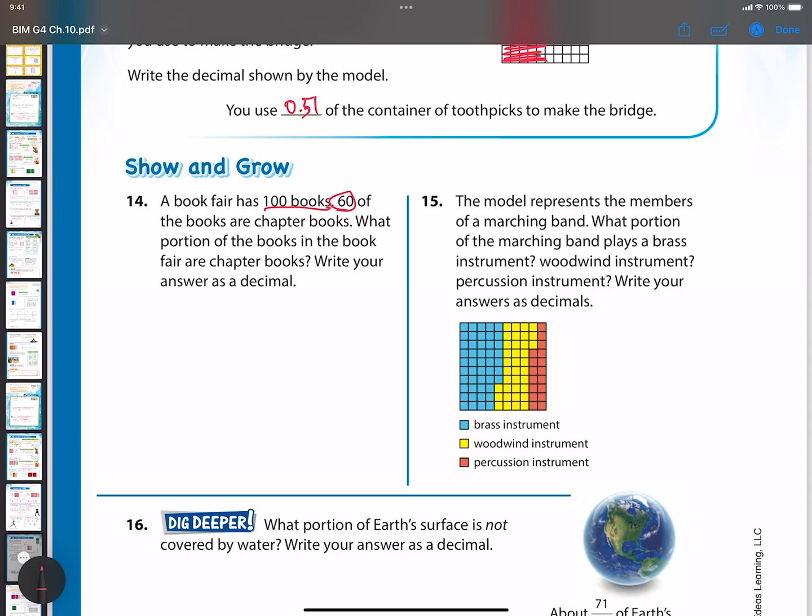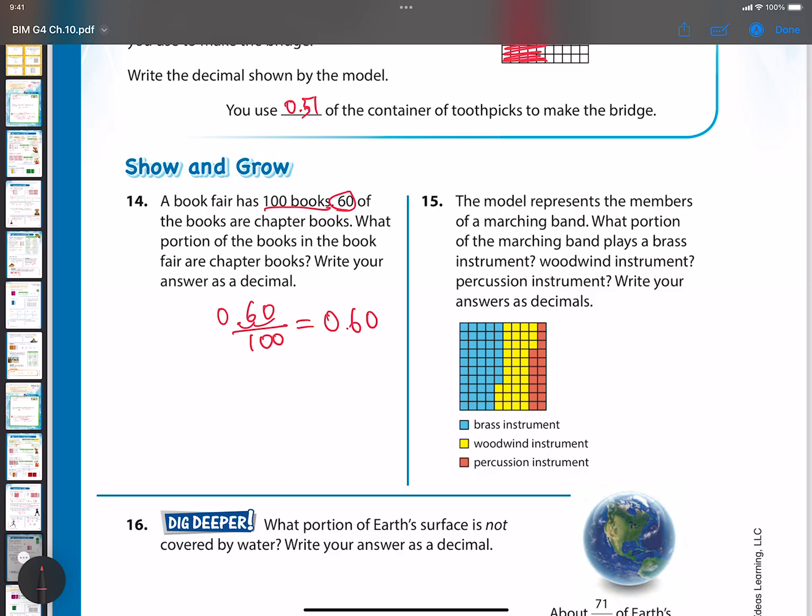Okay, now 14. A book fair has 100 books. 60 of the books are chapter books. What portion of the books in the book fair are chapter books? Write your answer as a decimal. Okay, so there are 60 books of the books that are chapter books out of 100. Now 0.60. That's it.